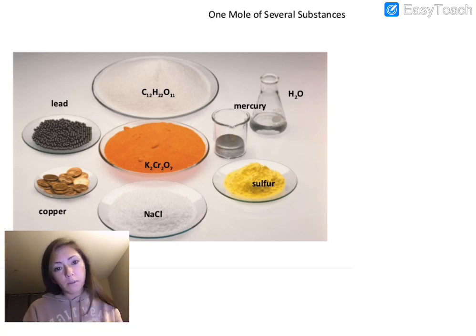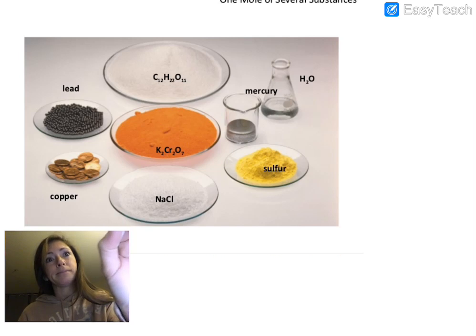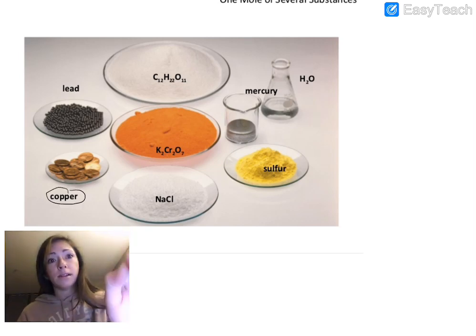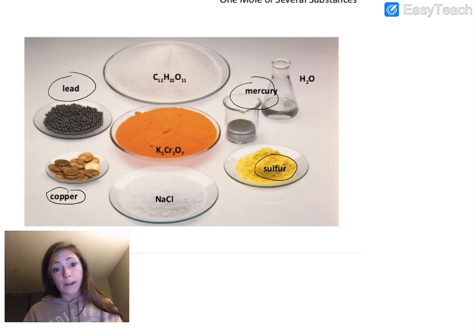So if you recall from the beginning of the year, we said there's two types of pure substances. There's elements and there's compounds, okay? So in this image, you have an element. Let's see, pen marking. So you've got elements right here: copper, lead, mercury, sulfur. So these are all elements off the periodic table.